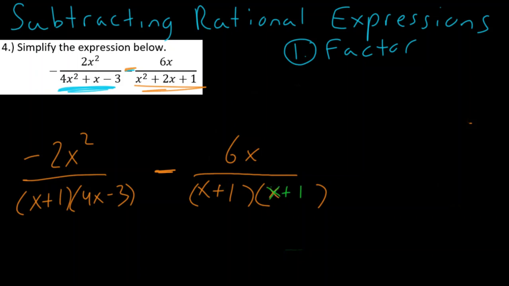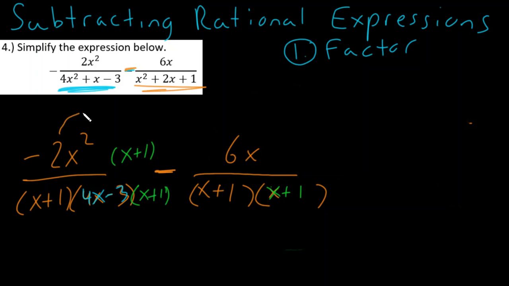Now I can look back at this first one and say, 4x minus 3 is actually not in the other denominator. You can see here in these two different colors, these are the factors that I'm missing for each other. So what are we going to do? Well, we want to take our left-hand fraction and multiply the bottom by x plus 1, and we'll multiply the top by x plus 1. What's that going to look like?